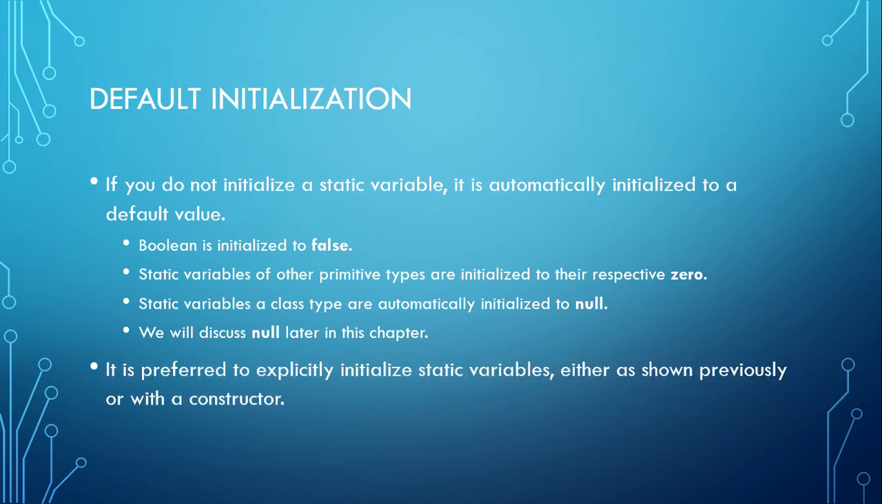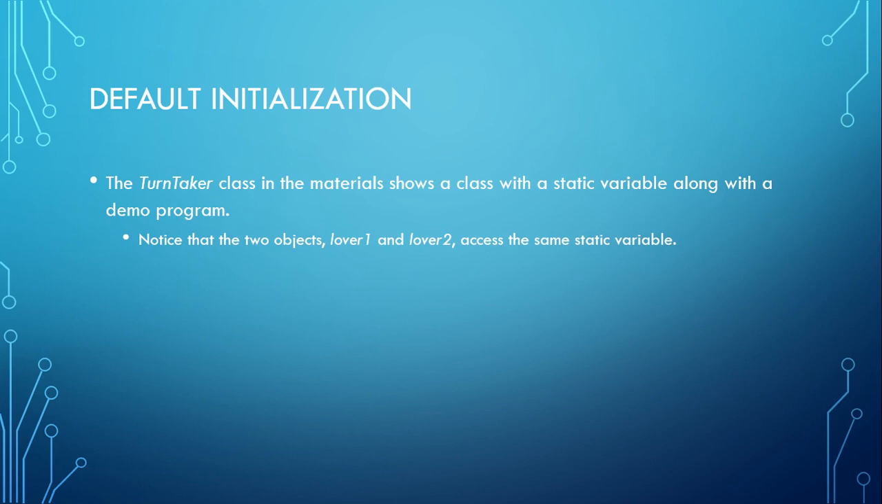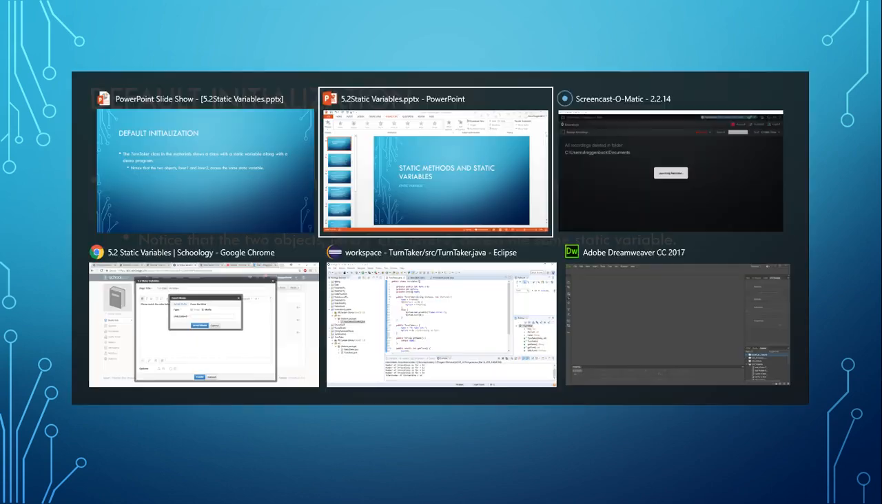Now, it is preferred to explicitly initialize static variables as shown either previously or with a constructor. So you can either just give it a hard set value, or you can use a constructor method in order to give it a value. I have this TurnTaker class in the materials, which shows a class with a static variable along with the demo program. It says, notice that the two objects, lever1 and lever2, access the same static variable.